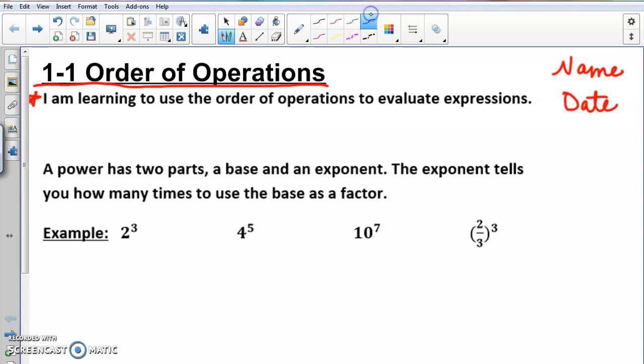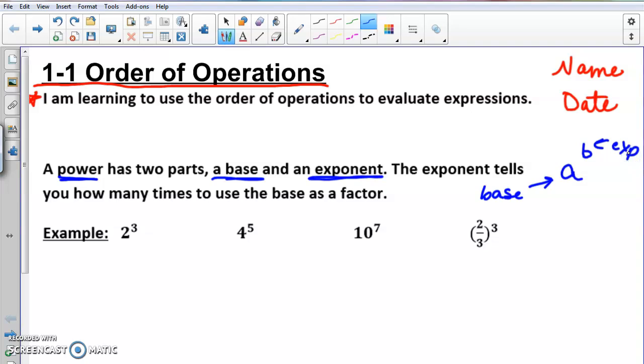So our very first thing we're going to start out with today is a power. A power has two parts, a base and an exponent. It kind of looks like this right here. We have a to the b power. So a would be our base because he's the big number. Then b is our exponent because he's the little number up top. And it says the exponent tells you how many times to use the base as a factor, which means we're going to multiply. There we go. So exponent.